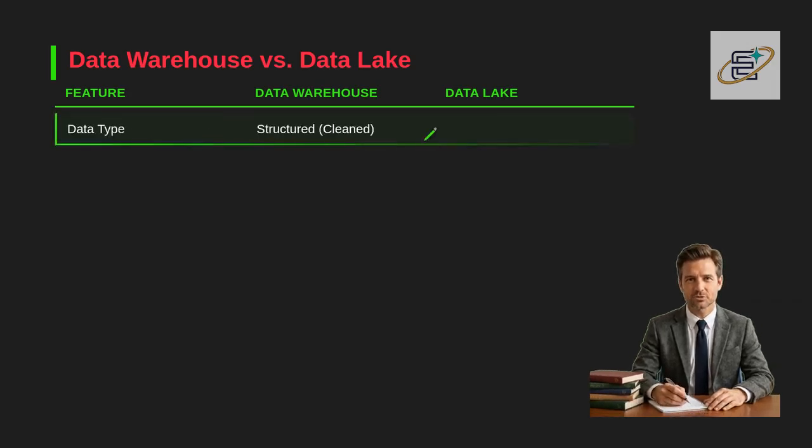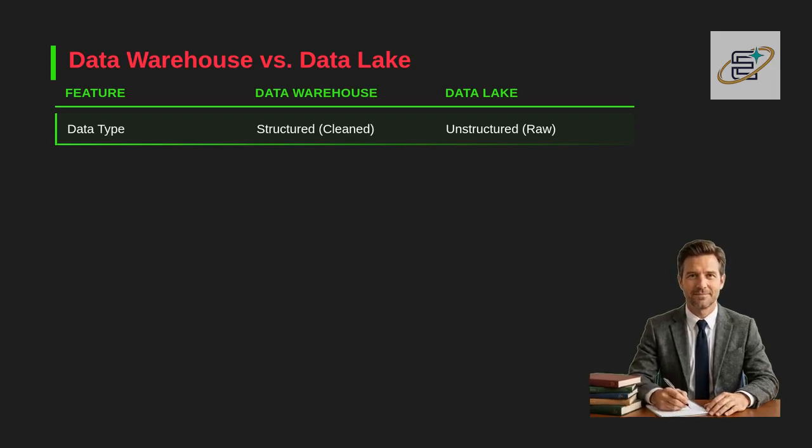First, let's look at the data type. A data warehouse stores structured, highly cleaned data that has already gone through the ETL process. A data lake, however, stores raw, unstructured data in its native format like raw text, images, or log files.